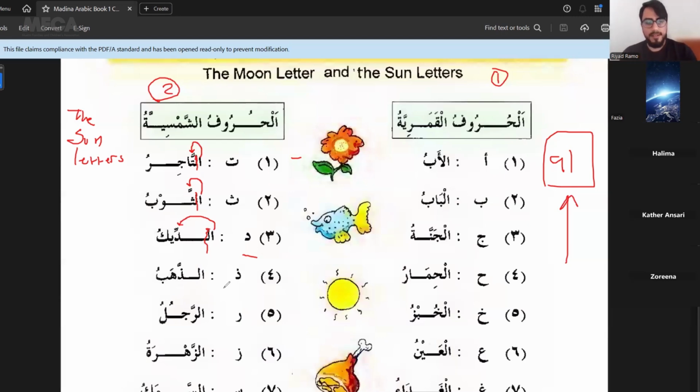Okay, so I'll read out the rest. Number 4, الذهب, الذهب, which is the gold. الرجل, الرجل, the man. الزهرة, الزهرة, the flower. I'm not writing the words to save time.